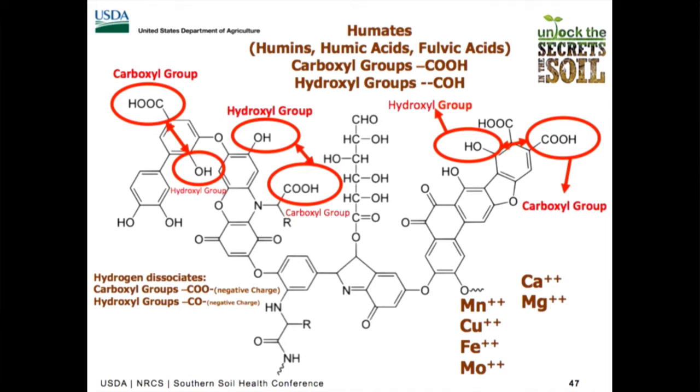Okay? If you just think about this a little bit, all the micronutrients and things that are in your system, they're positively charged. Manganese, copper, iron, molybdenum, and even your secondary types of things like calcium and magnesium. So how do we hold those particular nutrients in the soil? We have to have organic matter. We have to have these humic substances, or you're not going to be able to retain those.